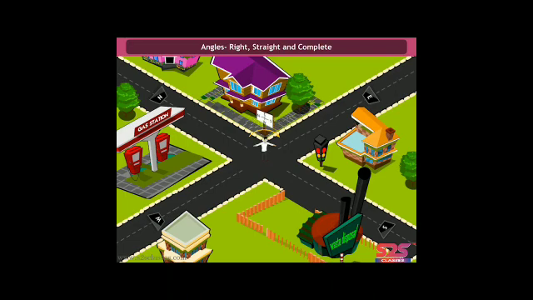Now if the boy turns to the south direction, he takes another right angle. That is, to go from north to south, he has to take two right angles. This angle is called a straight angle.